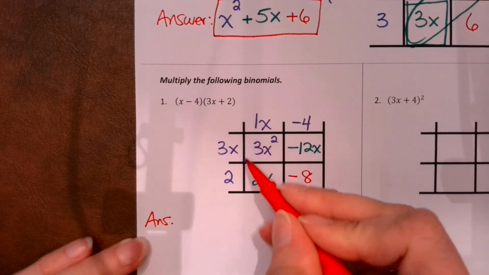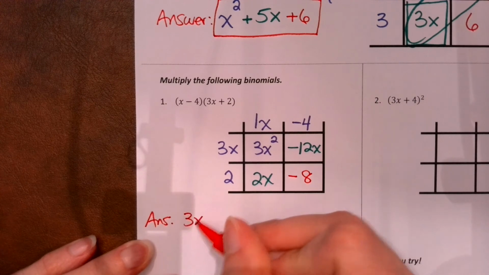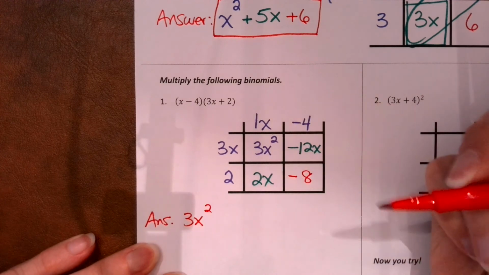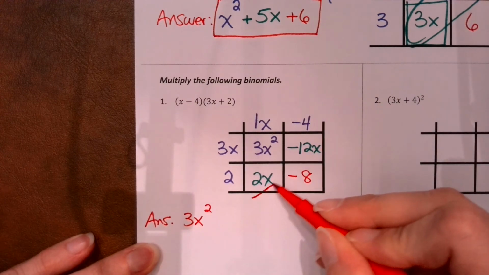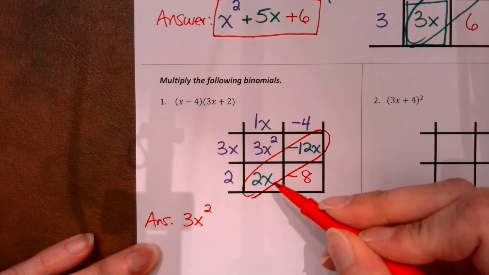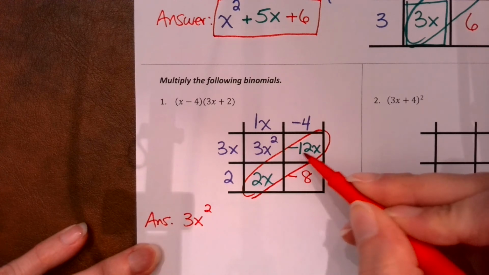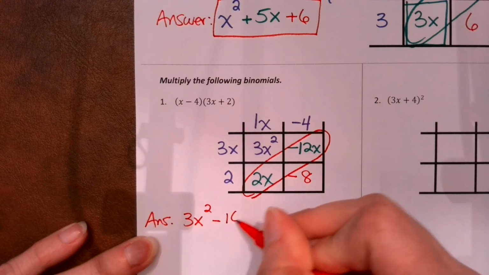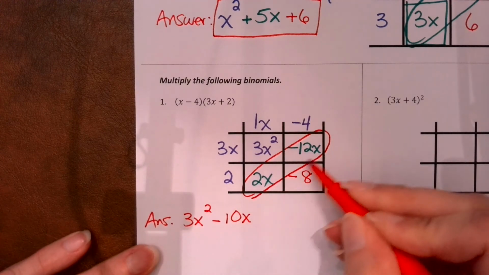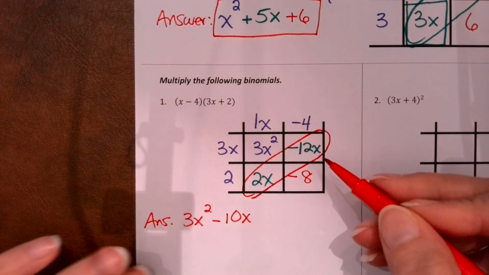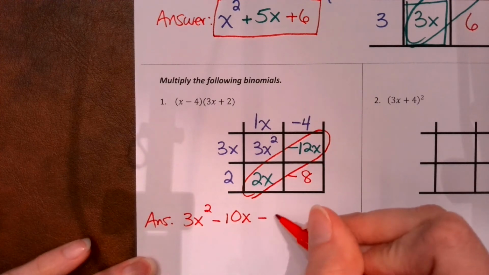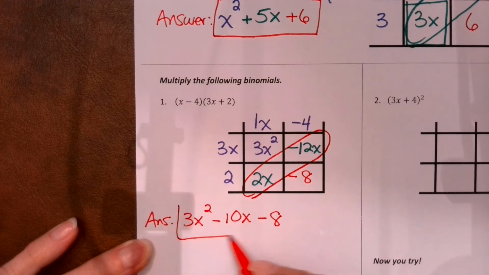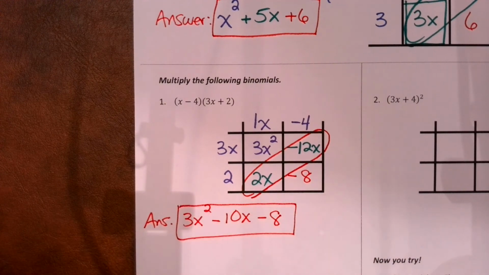So the first term is 3x squared. How do I know how to put these? You put the highest power first. And then along this diagonal, I see some like terms. So I have to do 2 minus 12. 2 minus 12 is negative 10x. Go ahead and use your calculator for the coefficients if you need to. And then the constant is just minus 8. These are separate terms, and we have a trinomial for our answer.